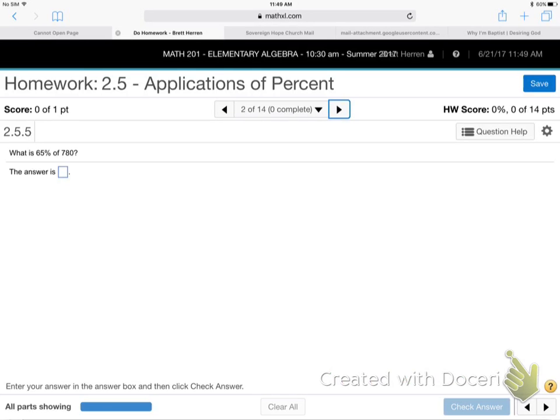These first three will really be everything. Well, that's not true. Then they give a couple other word problems where they change things up. So what is 65% of 780?